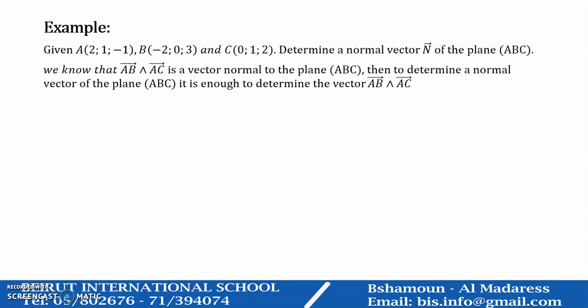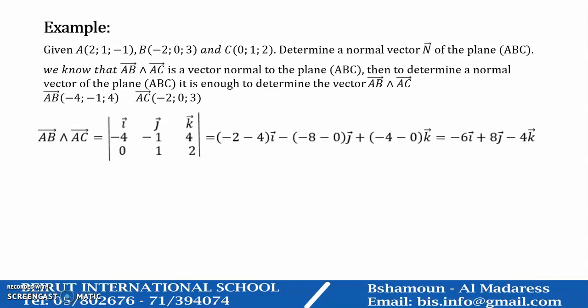Then, directly I can determine the coordinates of vectors AB and AC. Then we take their vector product. We notice that AB cross AC, with i, j, k, -4, -1, 4 and 0, 1, 2, gives at the end -6i plus 8j minus 4k. Then the vector AB cross AC, which is n in this case, is a normal vector of the plane ABC.